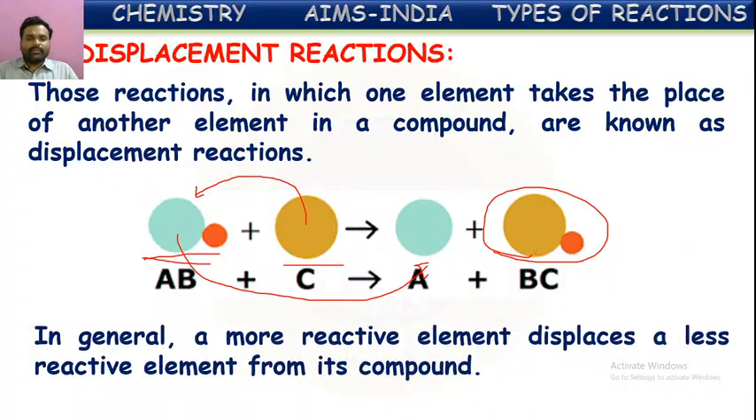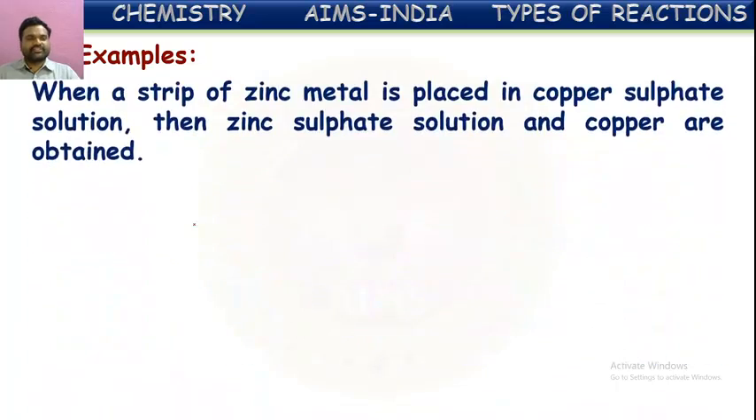In general, a more reactive element displaces a less reactive element from its compound. We said here C displaces A from AB. This can happen only when C is more reactive than A. If C is stronger, it can kick out A from its compound. So more reactive elements displace less reactive elements from their compounds, and hence the more reactive element's compound will be formed. The less reactive element will come out in the form of an element. Such reactions are called displacement reactions. Let us see examples for that.